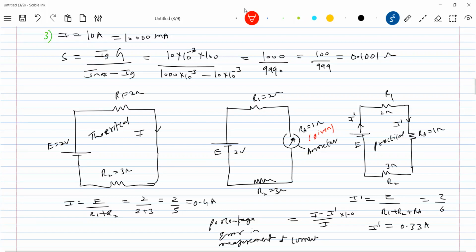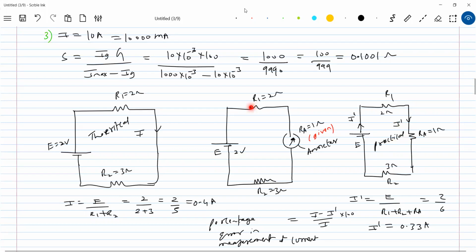And now look at this, there's a practical one, no? So what is the problem now? The error is there. How to minimize the error? If the value of RA is as low as possible, how low? Is there any specific rule? If the resistance of the ammeter in the branch in which you are connecting it is at least 1/10 of the branch resistance, then the error will be minimum. We need not bother. Of course, there will be error, but that error will become very small.